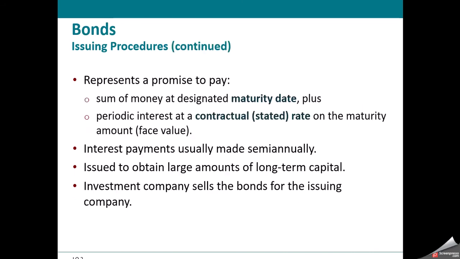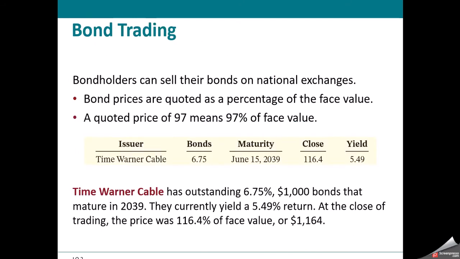And like I said, it's $1,000 face value. So they'll have that maturity date. Interest payments can be made either semi-annually or annually. It depends on the bond. And again, it's a way for the company to borrow funds to have some long-term capital.